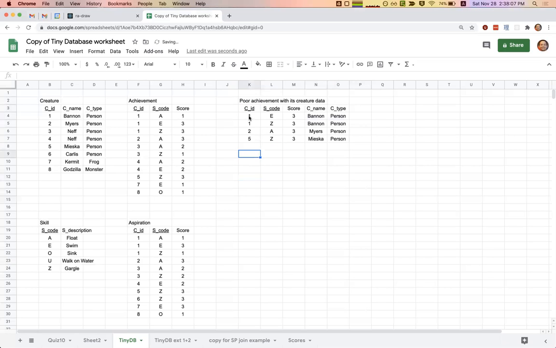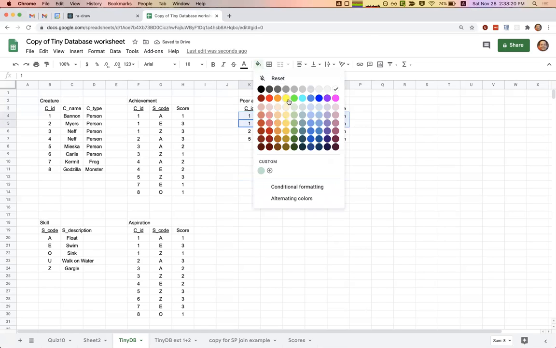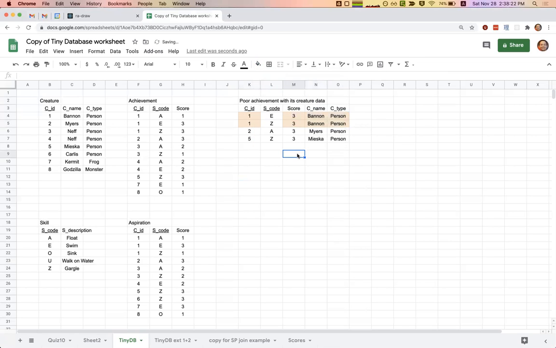Now, unlike last time, we have some repeats here. Specifically, it's here, we have the creature 1 data repeating twice. Why is this?